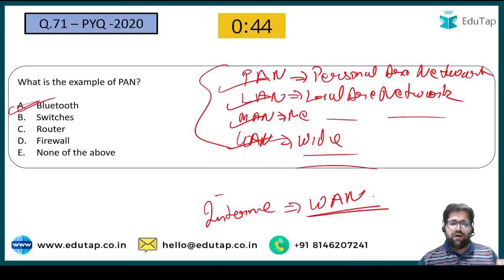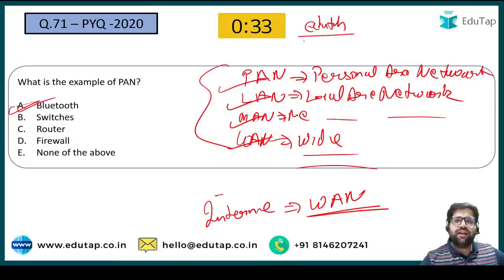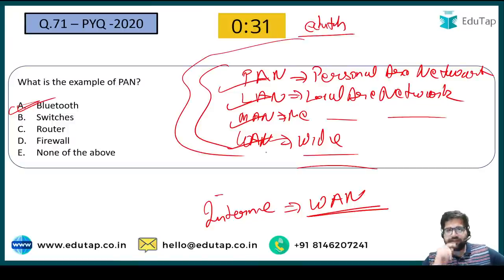Okay. Now consider this particular situation. For example, let's take EduTap only. We are using a network. Then which of the following networks will be good for us? Currently, we are operating, let's take a hypothetical number of 20 computers. Then which will be useful for us?